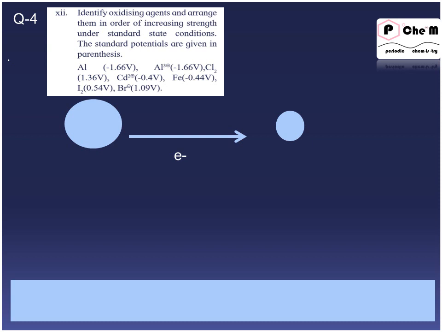We can see a big circle on the left hand side, and when there is a loss of electron, we get a small circle on the right hand side. What does this mean? This means that the big circle is a reducing agent and the small circle is an oxidizing agent. Because we know when an element loses an electron, it acquires a positive charge, and the element with a positive charge is smaller in size as compared to the negative charge. Hence, we can summarize that oxidizing agents have a positive charge and reducing agents have a negative charge.